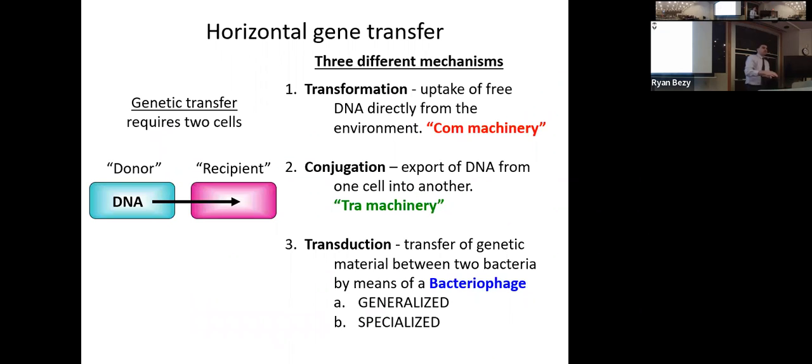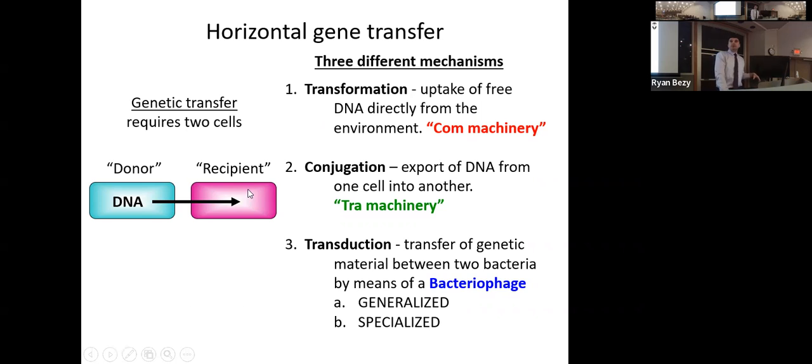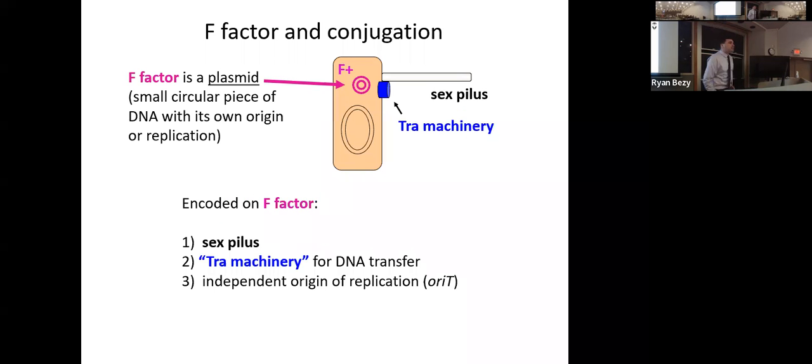All right, that's transformation. What about another type of horizontal gene transfer? Conjugation. Conjugation is the export of DNA from one cell into a recipient cell. It requires an enzyme complex called the TRA machinery. It also requires something called an F factor. So conjugation involves an F factor, and an F factor is actually just a specific kind of plasmid.